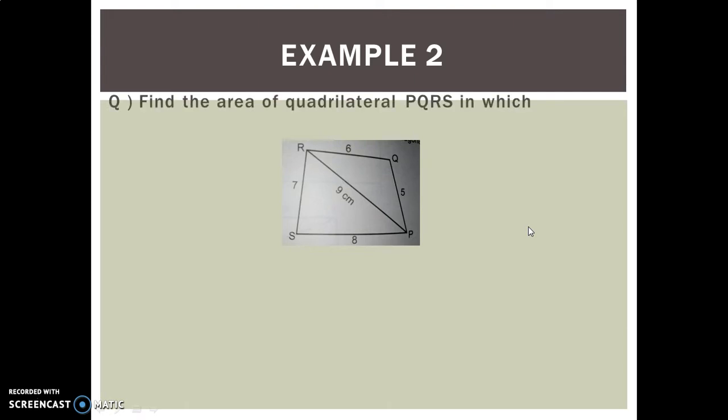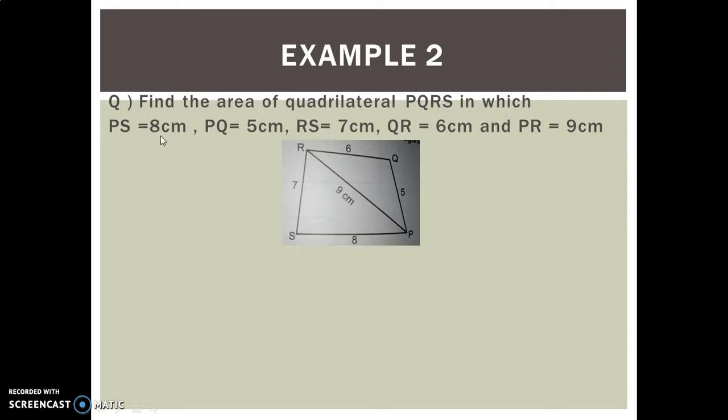In example 2, we have to find the area for quadrilateral PQRS in which PS is equal to 8 centimeter, PQ is equal to 5 centimeter, RS is equal to 7 centimeter, QR is equal to 6 centimeter, PR is equal to 9 centimeter. So basically you will just have this question and you will have to draw the quadrilateral. Okay, so you will just draw a quadrilateral of 4 sides, name it PQRS, and then accordingly you can write down its measurements. You won't get this in the question. You will just have the measurements. You will draw a rough quadrilateral and give the measurements accordingly.